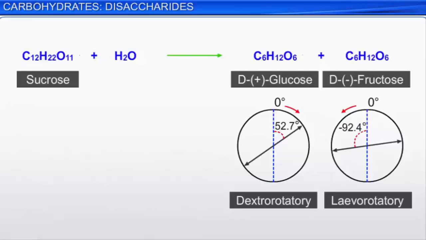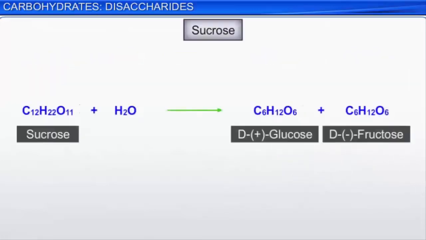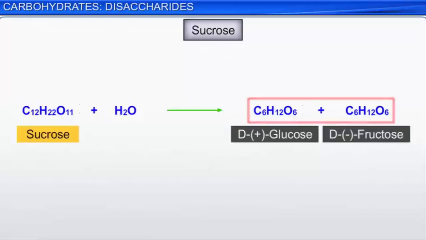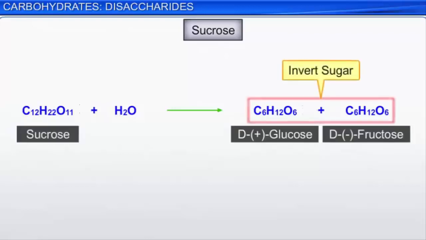The levorotatory mixture, which is a mixture of equimolar glucose and fructose obtained from the hydrolysis of dextrorotatory sucrose, is called invert sugar. Invert sugar is the main ingredient of honey.